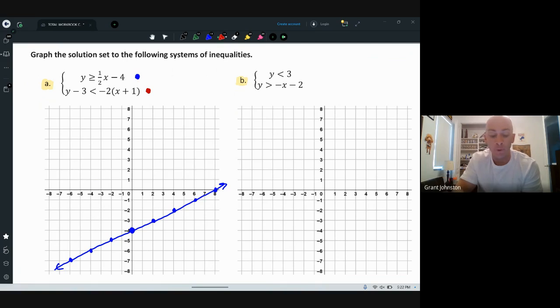That's in point slope form, and the point would be at -1, 3, and the slope is -2. Okay, so -1, 3 is here. The slope is -2, so down 2/1. And since it says less than, but it doesn't say equal to, it's just less than, I'm not going to do a solid line. I'm going to do a dashed line because it can't be equal to the line.